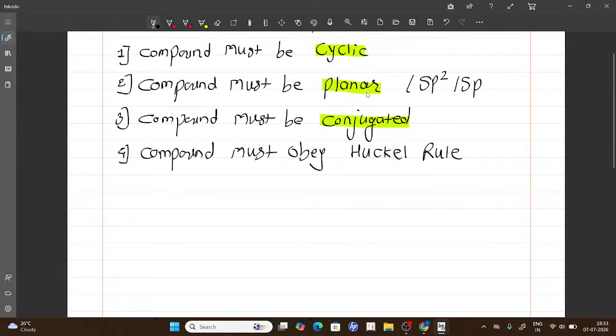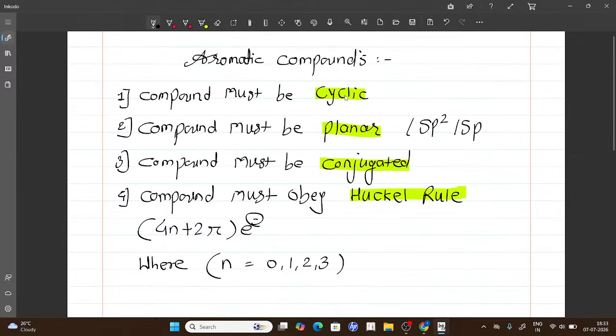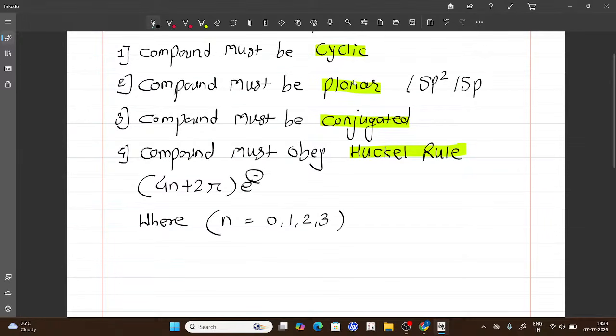So what is Huckel rule? It is the 4n plus 2 pi electron rule, where n is any number like 0, 1, 2, 3, 4, etc. So we are going to understand all these concepts. First of all, our compound is cyclic. That is a very easy thing.